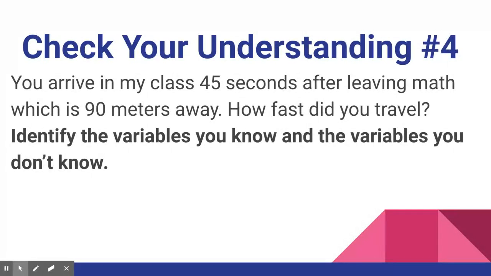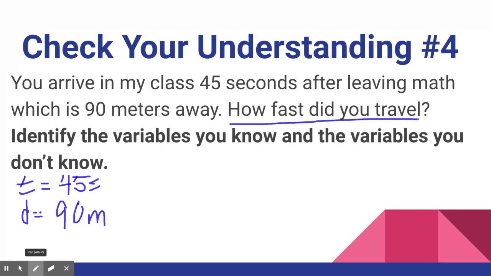Okay, so what do we have here? Well, the first thing that we're given is going to be time, which is 45 seconds. And then you left math class, which is 90 meters away. So we have distance, which is 90 meters. And we want to know, how fast did you travel? It's asking us bluntly, what's your speed? We don't know our speed. Okay, so we're looking for velocity, we're looking for speed here. So it's going to be V is equal to D over T.